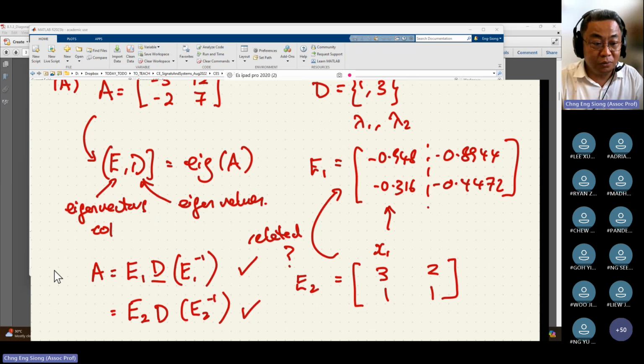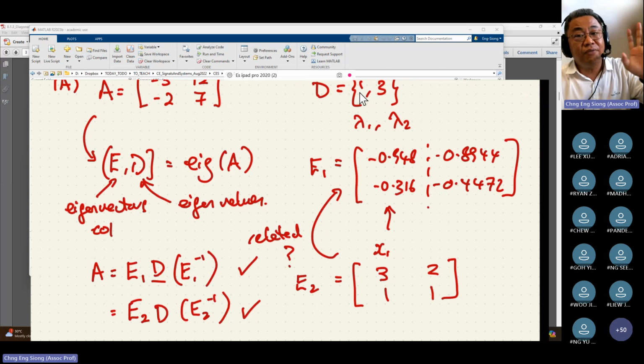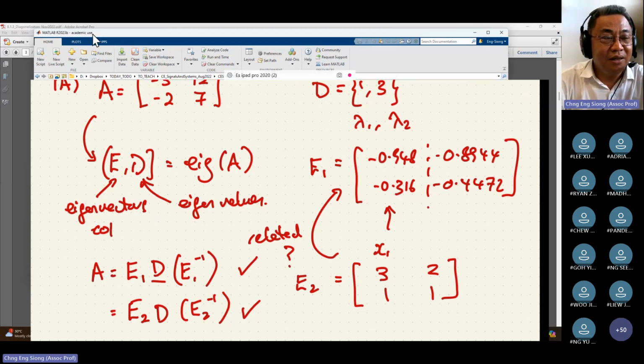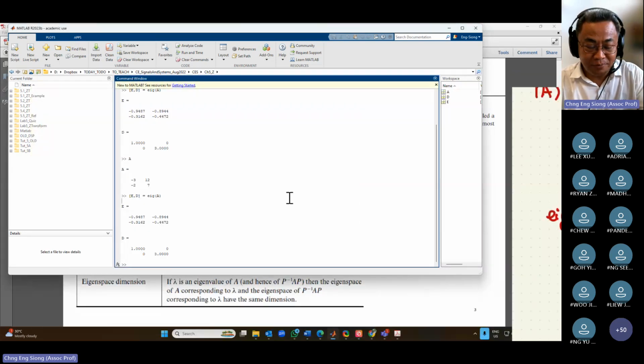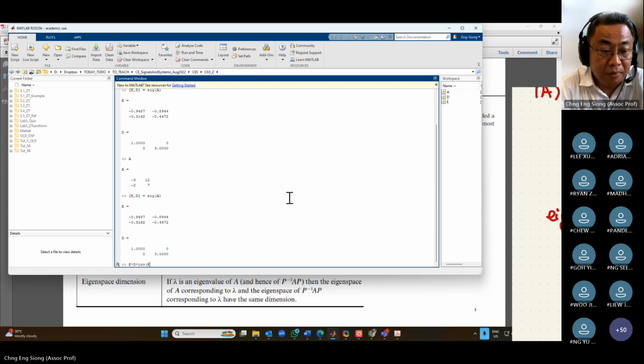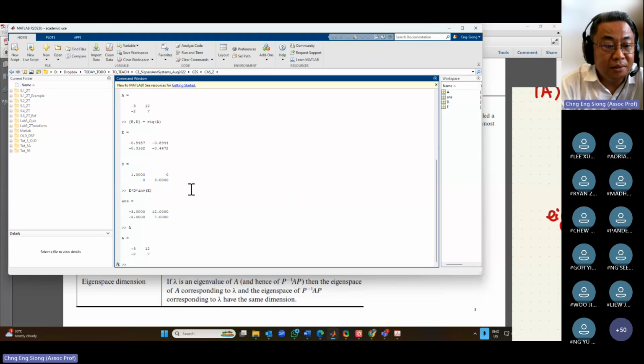So the two ways to write A are here. Again, I'm telling you, only the eigenvalues are unchanged. The eigenvectors will be changing all the time. Okay? So in the quiz, don't be mistaken about the eigenvectors I'm giving you. All right? So let me try. E times D times E inverse is the same as A. Yes, minus 3, 12, minus 2, 7. Now I change my E to become E2.